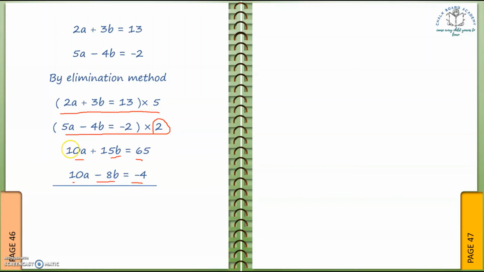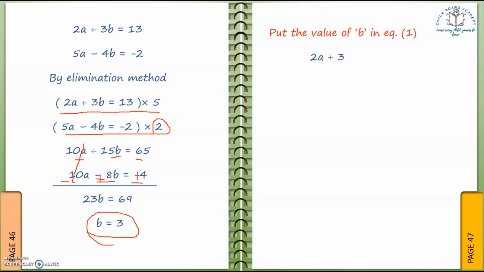Now we are subtracting. When we are subtracting, we are changing the sign. So here we got positive, here also we got positive, and this 10a has been eliminated by 10a. So we got 15b plus 8b, that is 23b, which is equal to 69. So b is equal to 3. Now we can use this value of b to find out the value of a. So we have used this in equation 1 to find out the value of a. So we got a as 2.